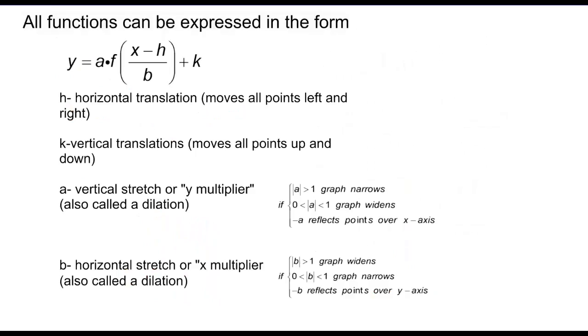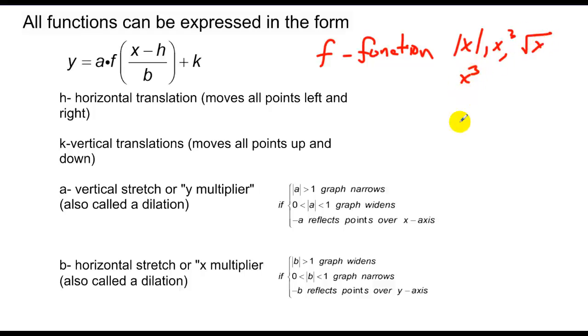So here are some general truisms about any kind of graph. And this is super important, any kind of graph can be written in this form: y equals a times f of x minus h over b, plus k. Now, f refers to the function. And that function could be like an absolute value, could be like an x squared, could be like a square root, could be x cubed, could be almost anything.